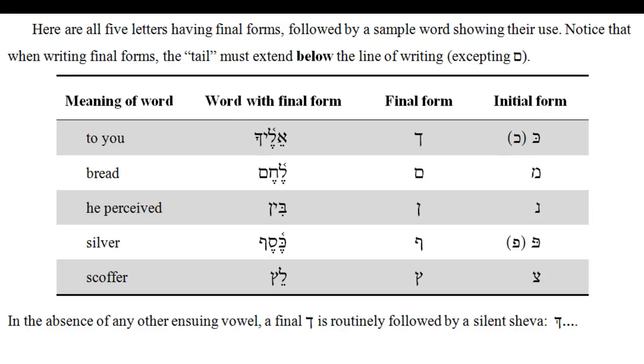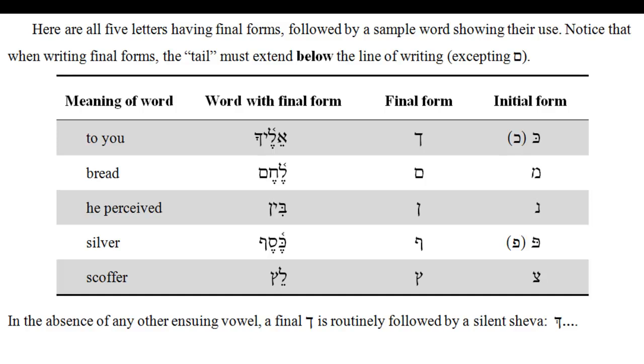It's pronounced Elecha. The second consonant that possesses a final form is Mem, and we've met before the square-shaped final form for the letter Mem. A word containing Mem as a final letter is Lechem. You would recognize this word as part of the compound name for a city in Israel, Beit Lechem, Bethlehem.